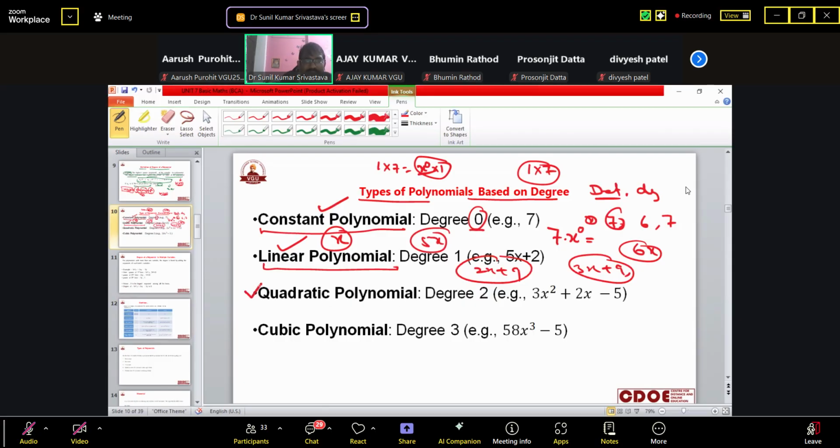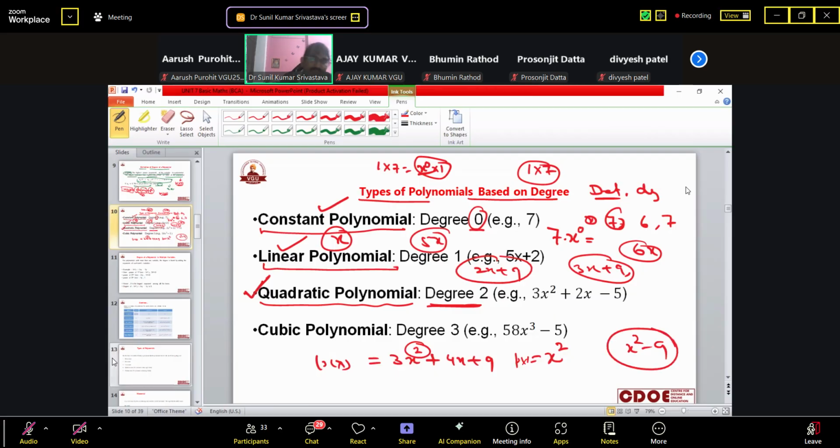If a polynomial expression has degree 2, that is known as the quadratic polynomial. For example, we have the expression 3x square plus 4x plus 9. This is a polynomial expression in the variable x, but the degree here is 2, so this is known as the quadratic polynomial. This is also a quadratic polynomial: x square. And x square minus 9 is also a quadratic polynomial.